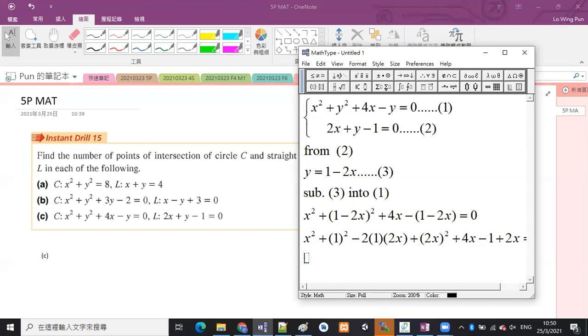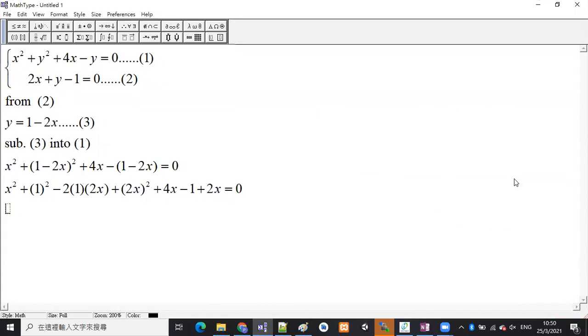Can you see? When there are still brackets, we just handle the terms one by one first. So we still have x squared here, and then plus 1 minus 2 times 1 times 2, that is 4, and then x. So minus 4x plus 2x bracket square. This square can be shared to the 2 and the x. So 2 squared is 4, and x squared is x squared. Plus 4x minus 1 plus 2x equals 0. And then we need to calculate the like terms.